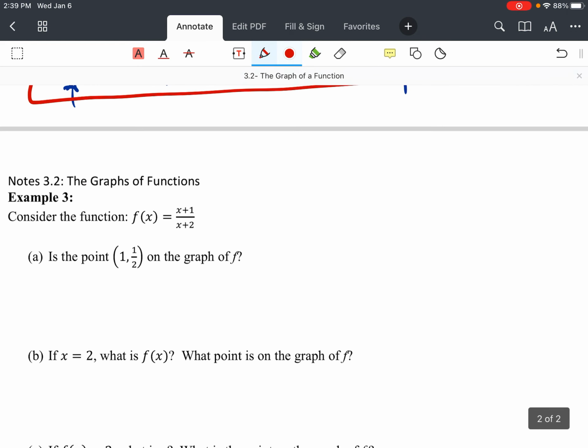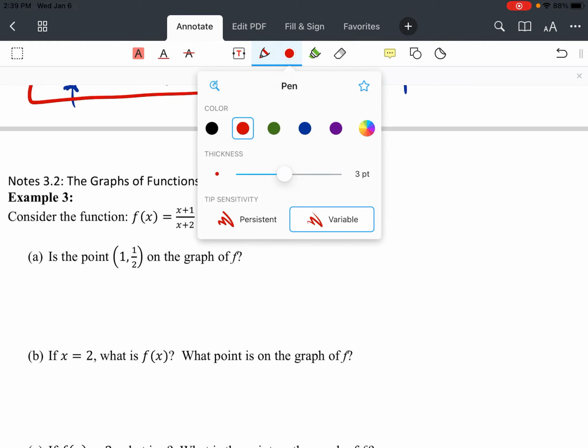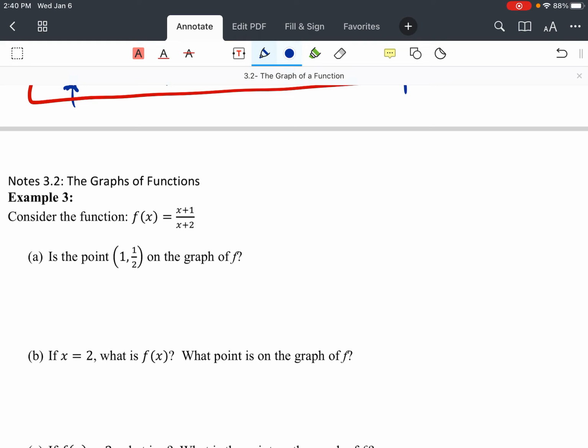All right, so enough of looking at the graphs. Let's go ahead and take a look at a function and kind of pick some parts out of it using some information that we already know. So consider the function f of x is equal to x plus 1 divided by x plus 2. We want to know, is the point 1 comma 1/2 on the graph? Remember that your coordinates are always x comma y.